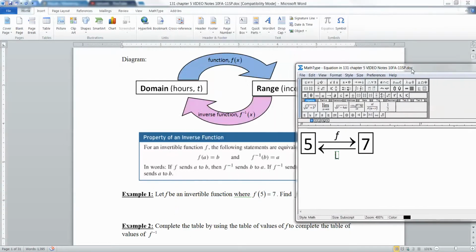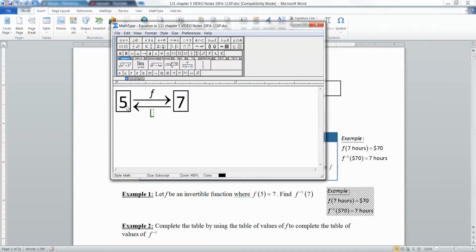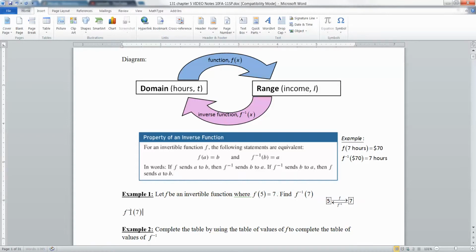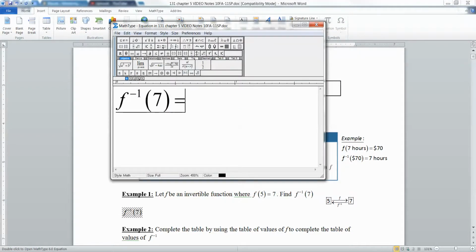And then it's saying, okay, f of 5 is equal to 7. So I say, okay, then I have 5 as my x, and the f function takes it to 7. Well, then the inverse function, f inverse, would take 7 and go backwards and get you 5, right? Which is why f inverse of 7 is equal to 5. Let me write it out. Okay. It goes reverse, right?